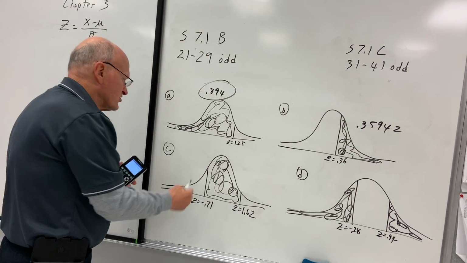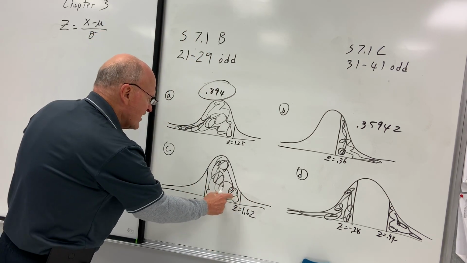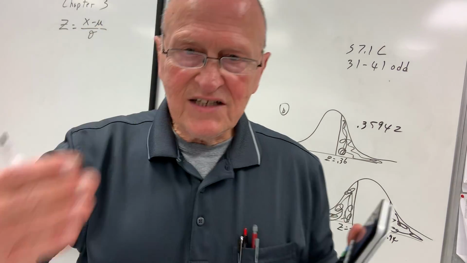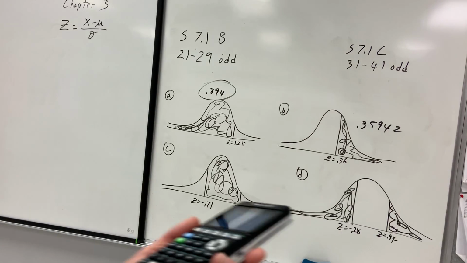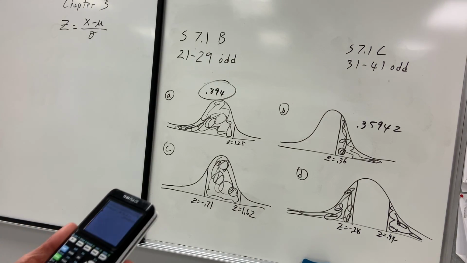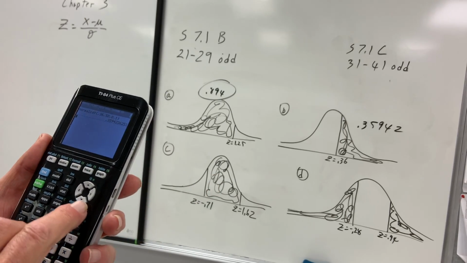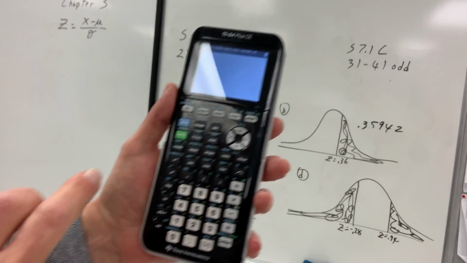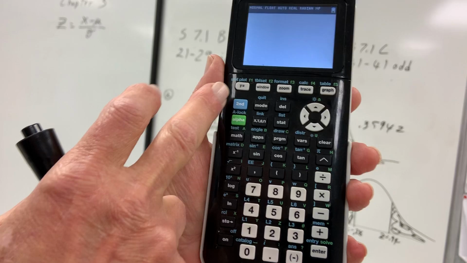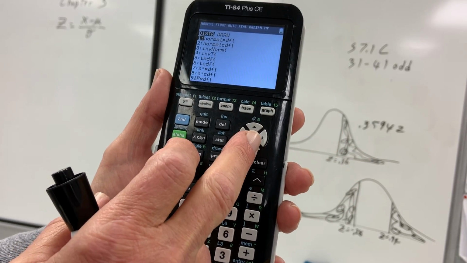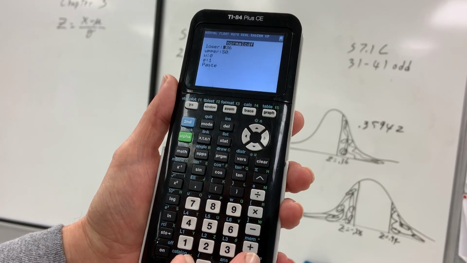Okay, I want to do C. I want to know what's shaded in here. Now, there's multiple ways I can do that. But the easiest way is just to go ahead and use our normal distribution on our calculator. So again, I'm going to clear that. And we're going to go back to second, distribution. We're going to come down to number 2. We're going to hit enter.